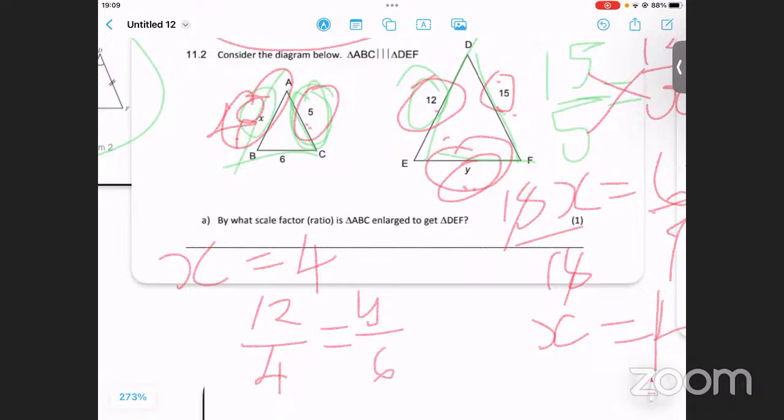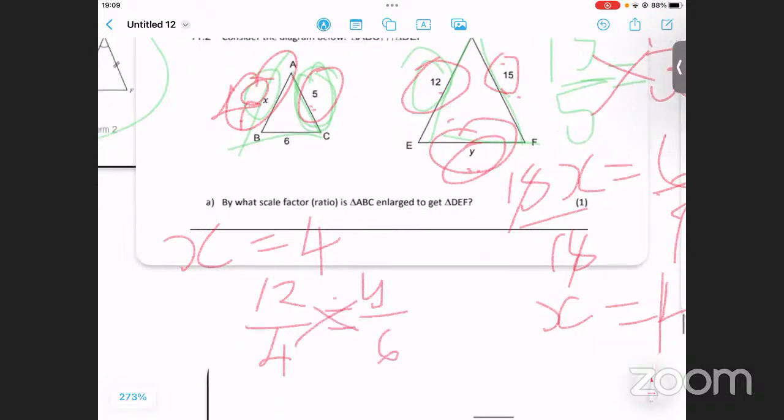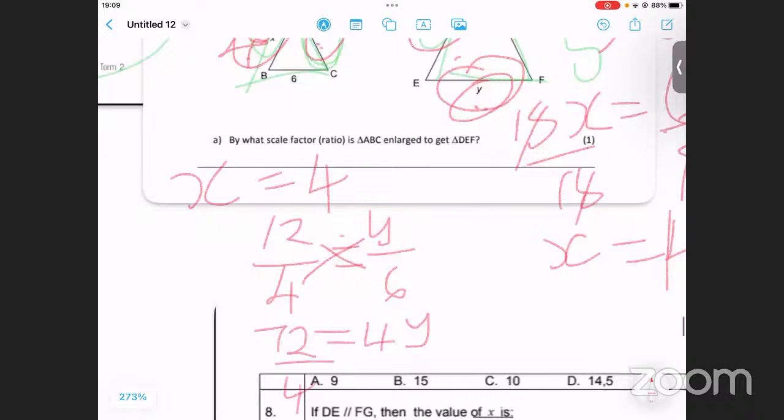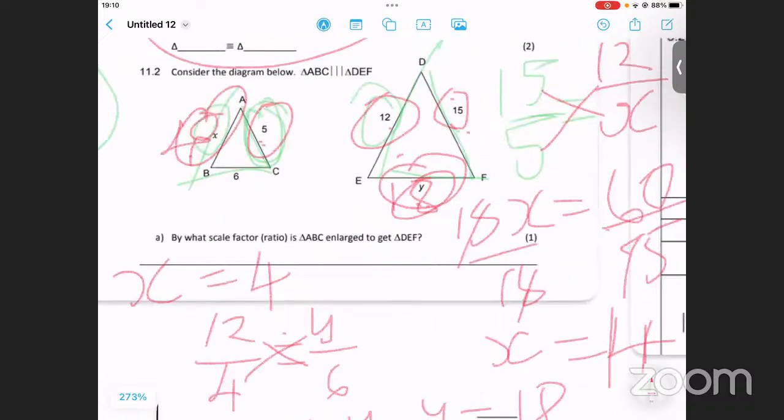So it's y divided by 6. Now you can cross multiply, and you end up having 12 multiplied by 6. What is 12 multiplied by 6? 72. So 72 equals 4y, right? We're going to divide everything with 4 because we want to cancel the 4 next to the y. So your y is equal to 72 divided by 4, which is equal to 18.